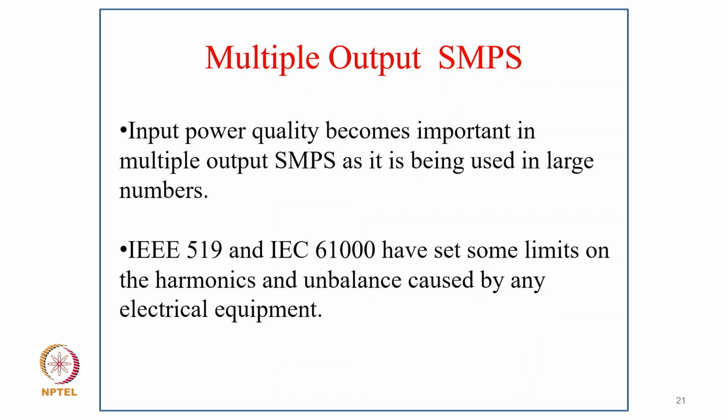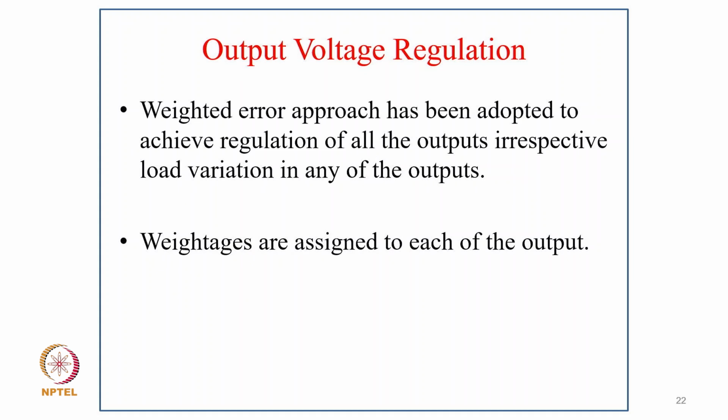So for a multiple output switch mode power supply, input power quality becomes important, as it is being used in a large number of applications. And of course, IEEE 519 and IEC 61000 standards have set some limits on the harmonics and unbalance caused by any electrical equipment. Why does this come? Because normally this supply is fed from a single phase or three phase AC supply, and the diode rectifier with a capacitive filter is at the input, which causes large harmonics. Of course, reactive power burden is not there, but harmonics are substantial. That's why these standards are made. So there are supposed to be modifications for that.